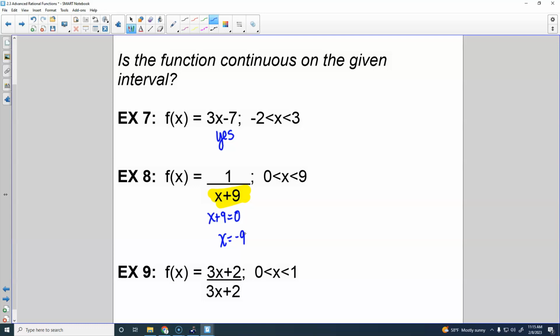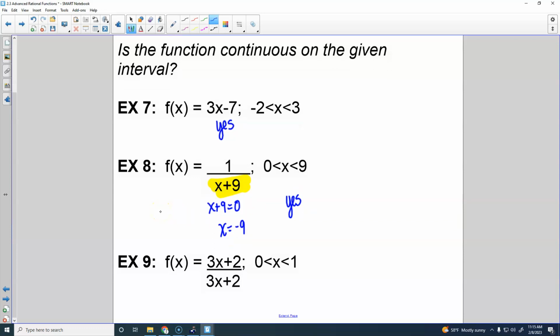But they're asking us if the function is continuous from 0 to 9. So is the function continuous from 0 to 9? This would be a yes. It is continuous from 0 to 9 because you have a discontinuity, but it's not between 0 and 9. It's outside of the window that you're looking at. Okay, questions on that?